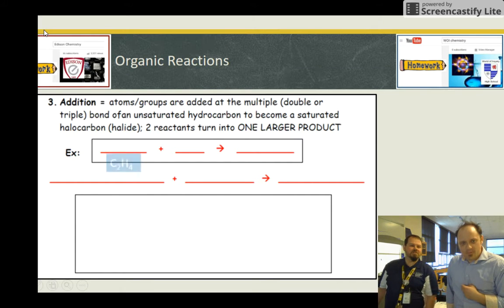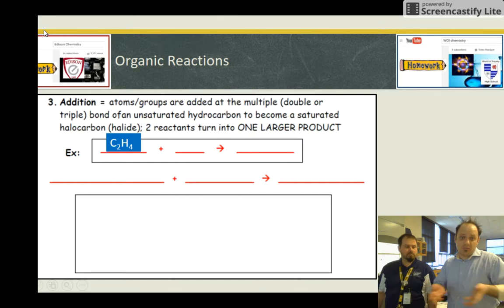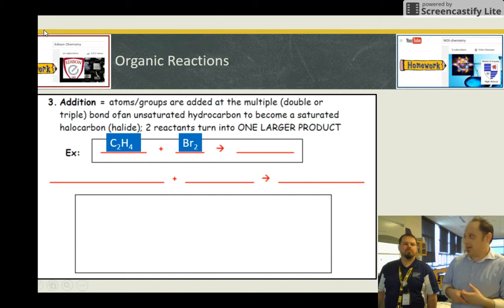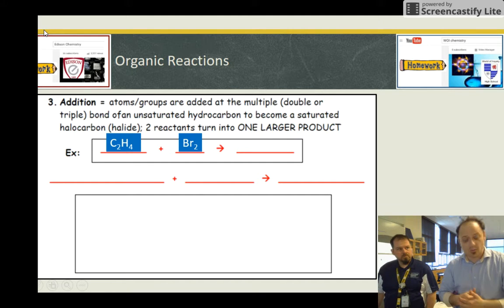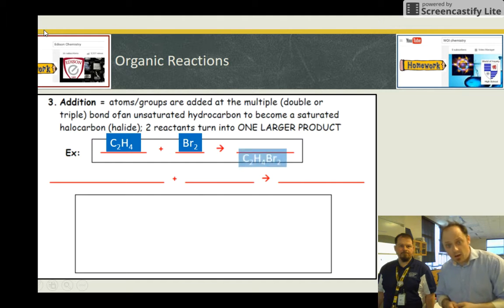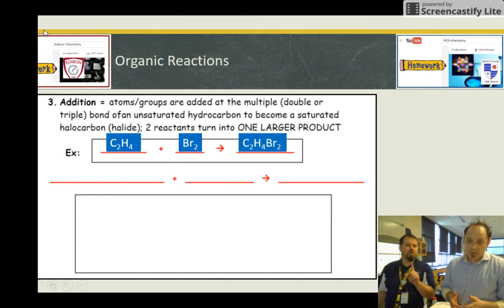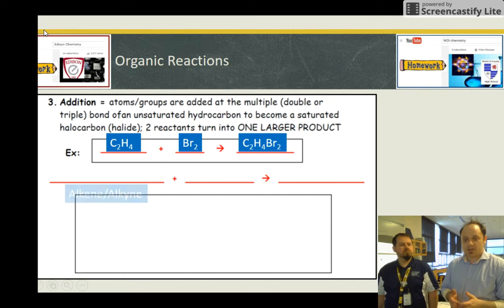Okay, addition reaction. So when you are adding typically halogens to a double bond, we've got C2H4, that's ethene, and we're combining it with a bromine element, Br2, and we're going to make a halocarbon, C2H4Br2, typically is our product. So one larger product being the key. Yep, exactly. So this is a synthesis.